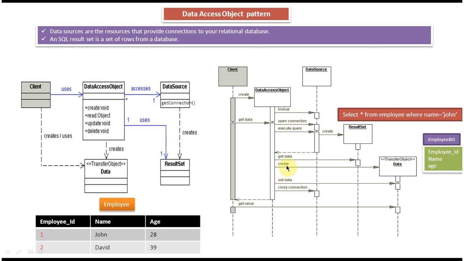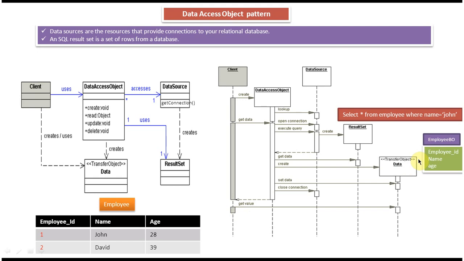That's what is mentioned: get data from the result set, create and set the values to the transfer object. We have to get the employee information from the result set and assign it to the transfer object. Then close the connection which we established here. Once we close the connection, we just return the transfer object back to the client. So the client can get the employee information from the transfer object. So this is how the whole sequence will work.